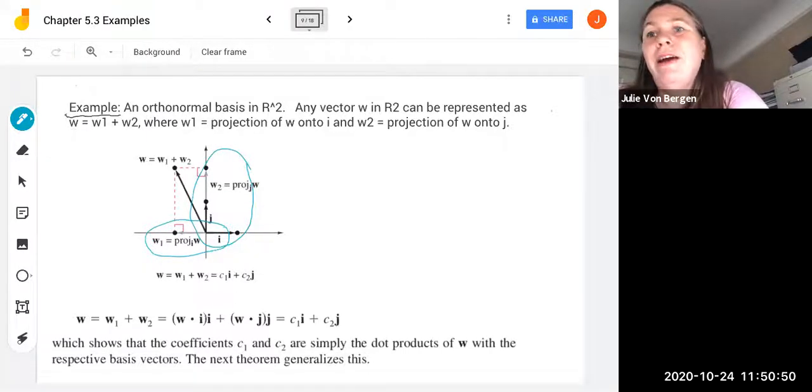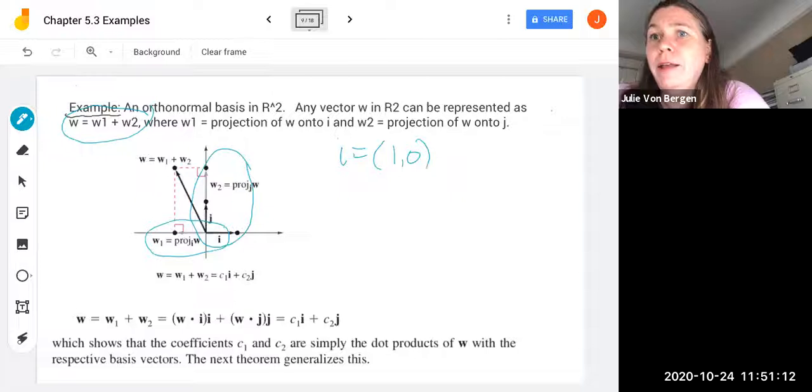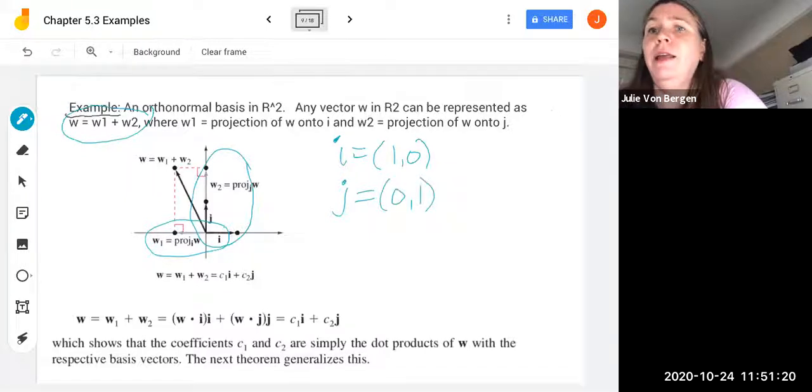And so any vector W in R2 can be represented as a combination of this, W equals W1 plus W2, where again, W1 down here on the horizontal axis is a projection of W onto I, where remember I is (1, 0) in R2. And then W2 is a projection of W onto J, where J is this unit vector (0, 1) in R2.